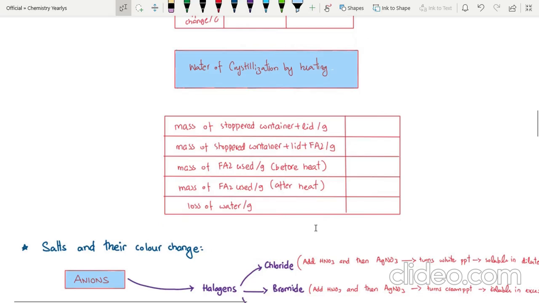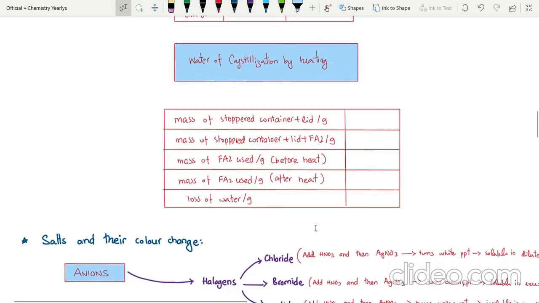Let's move on to the water of crystallization by heating. This is particularly used to find an unknown salt, which can be a carbonate, a nitrate or anything. First of all, you have to measure, using the electronic balance, the mass of the stoppered container plus the lid, and you also have to include the unit, gram. You will be writing the value here.